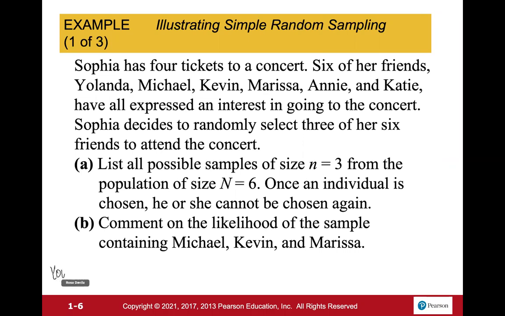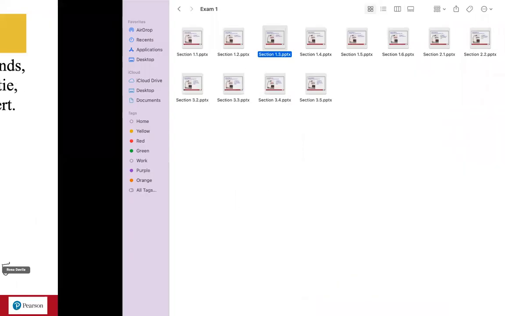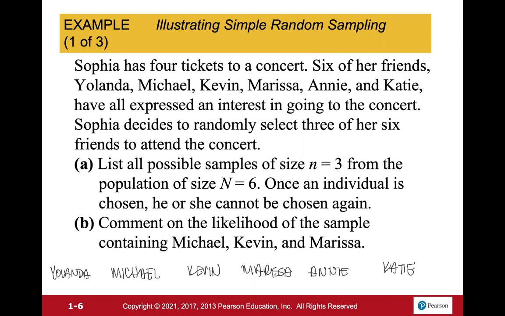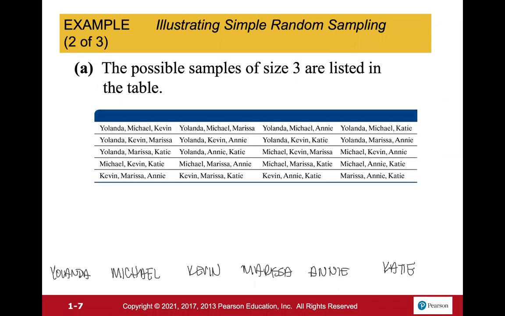Yolanda, Michael, Kevin, Marissa, Annie, and Katie. So the first one is the first 3: Yolanda, Michael, Kevin, then Yolanda, Michael, Marissa, Yolanda, Michael, Annie, Yolanda, Michael, Katie.